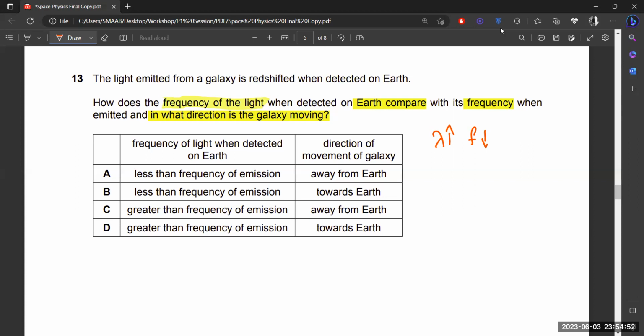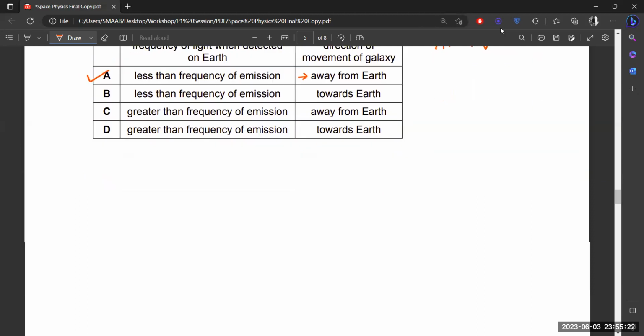But we know that when galaxies are moving away, wavelength will be greater. So that means option A is the right choice, because in option A they mentioned that they are moving away. Away is the concept related to redshift, and wavelength will be greater. And when wavelength is greater, frequency will be less. We already discussed that concept in the chapter of waves, right? So you know the concept. So option A is the right choice. Let's move towards the next question.